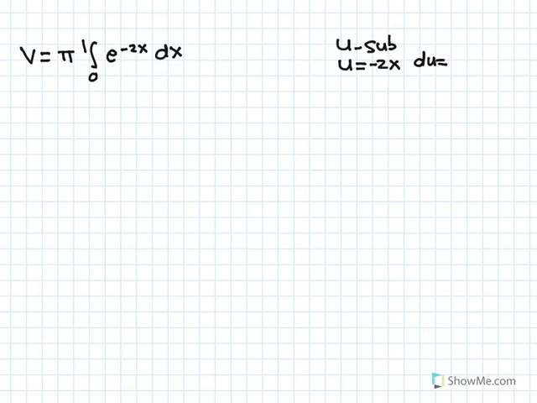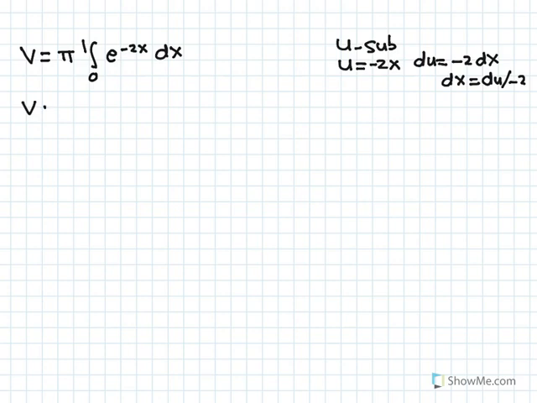Volume is equal to pi times the integral from 0 to 1 of e to the minus 2x dx. This is an easy integral to do. We're going to apply u substitution. We'll let u be the exponent, u equals minus 2x. Differentiate both sides, we get du equals minus 2 dx. And if you solve for dx, you get dx equals du divided by minus 2.